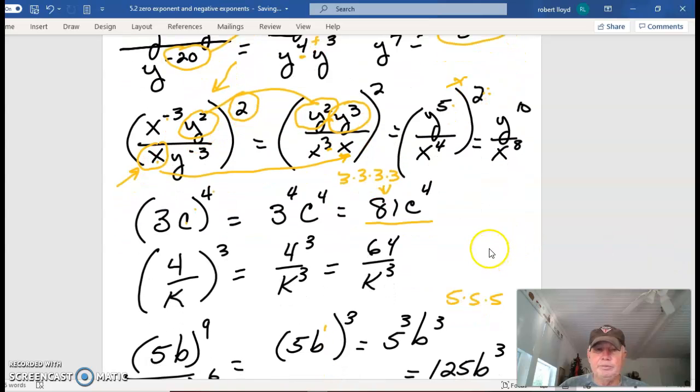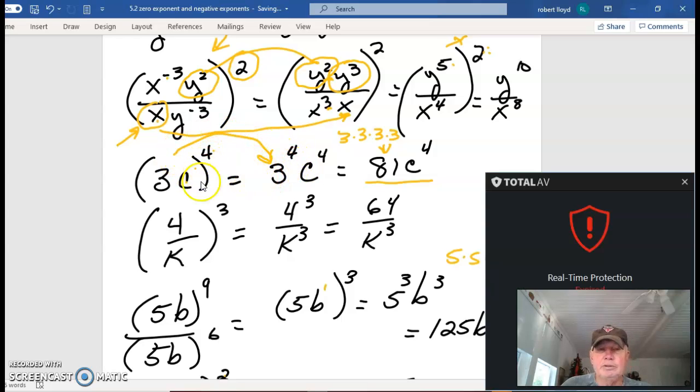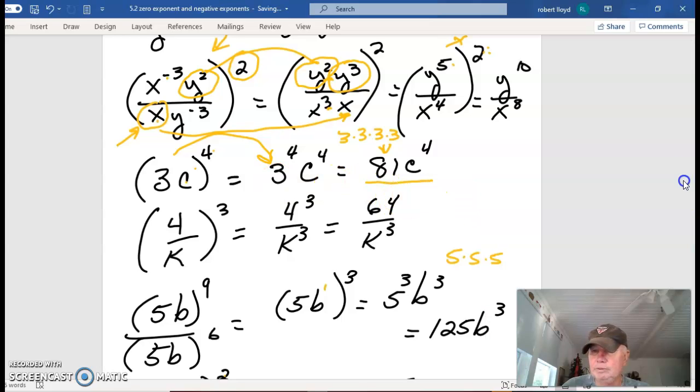Again, when you have numbers in the problem, you need to also raise the number to a power. So here the quantity 3c to the 4th, the 3 gets raised to the 4th power, and also the c. So when we raise 3 to the 4th power, we end up with 81. And c to the 4th power stays the same because we don't know what the c is. So our final answer is 81c to the 4th.